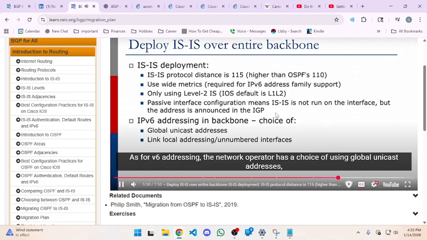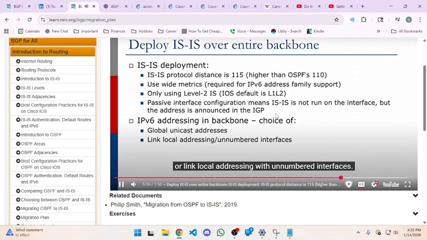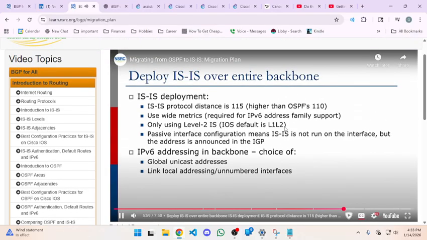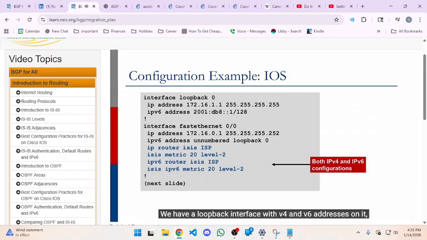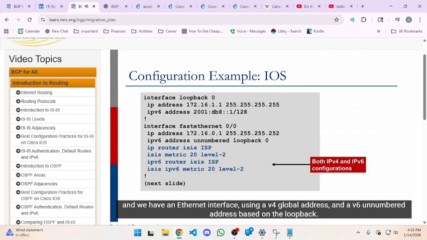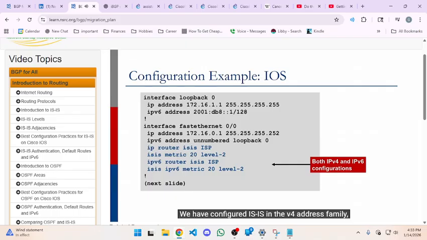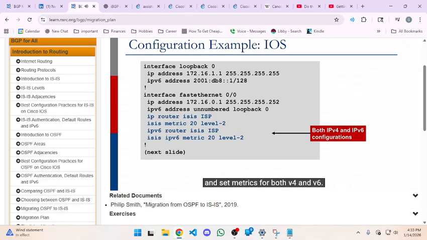As for v6 addressing, the network operator has a choice of using global unicast addresses or link local addressing with unnumbered interfaces. The slide shows a configuration example using Cisco IOS. We have a loopback interface with v4 and v6 addresses on it, and we have an Ethernet interface using a v4 global address and a v6 unnumbered address based on the loopback. We've configured ISIS in the v4 address family, and we've configured ISIS in the v6 address family on that interface, and set metrics for both v4 and v6.